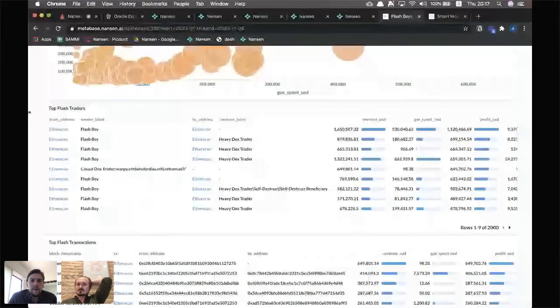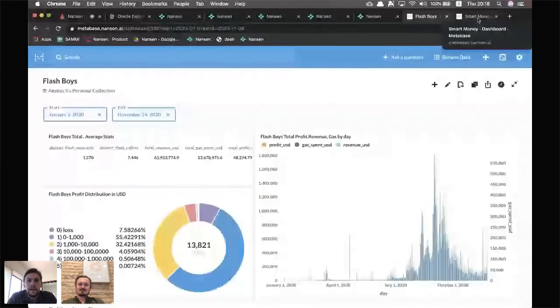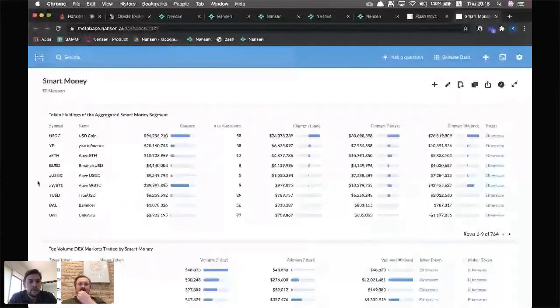Okay, well, now that we've seen some smart on-chain quant Flash boys, let's dive in on just the maybe non-quant version and go into the smart money dashboard, which shows more funds and I guess higher latency strategies. So the same disclaimer applies here. This is not released yet. We're planning on soft launching this pretty soon.